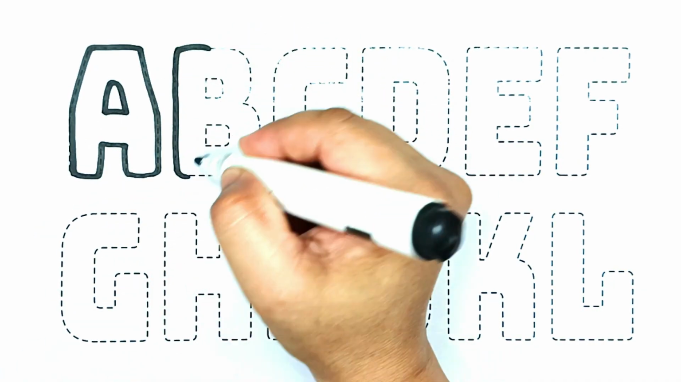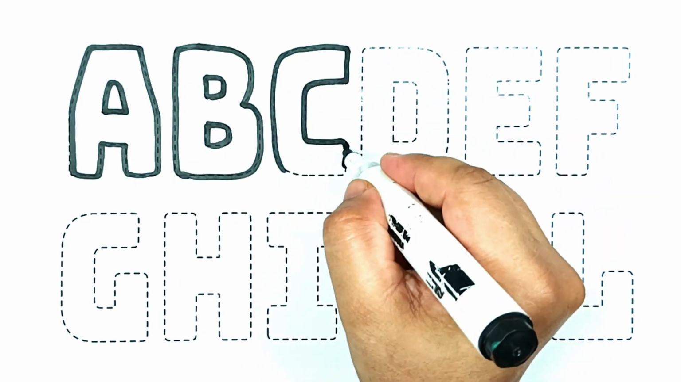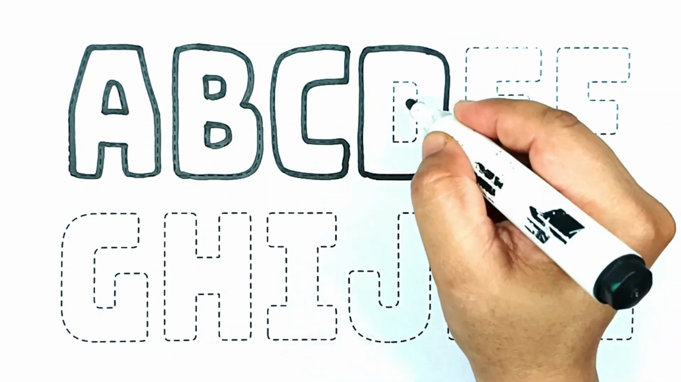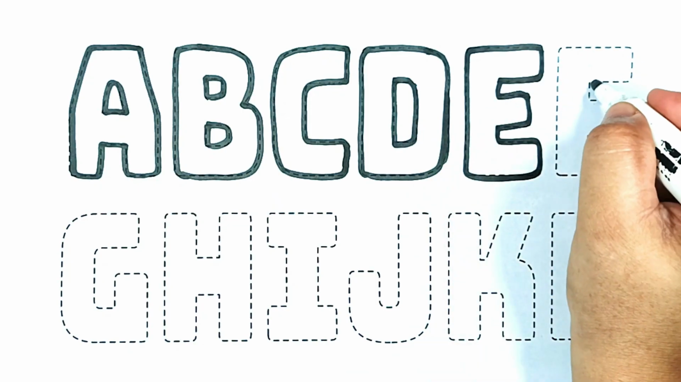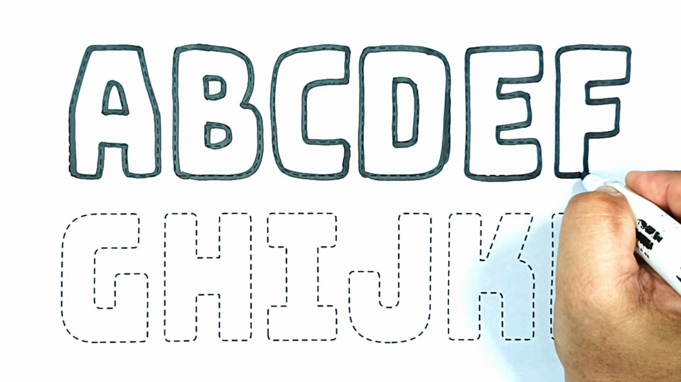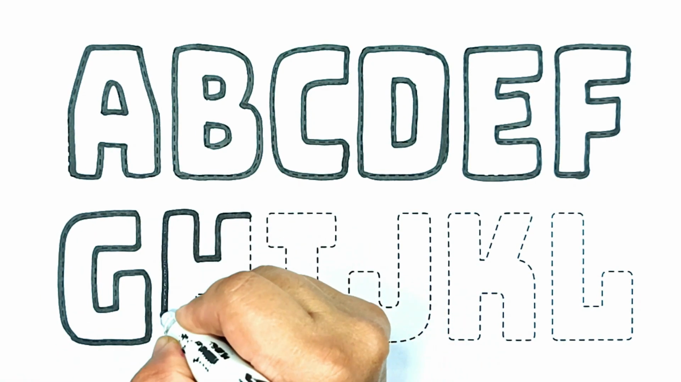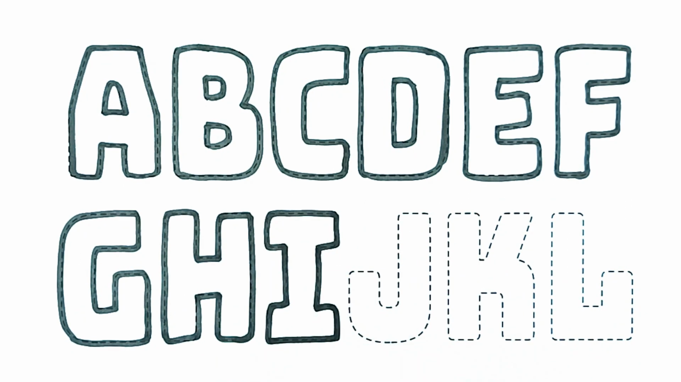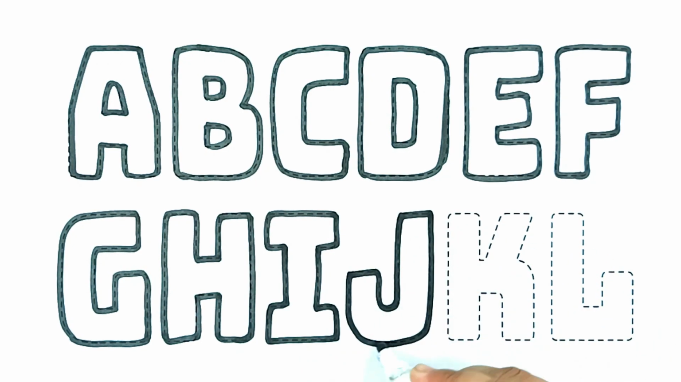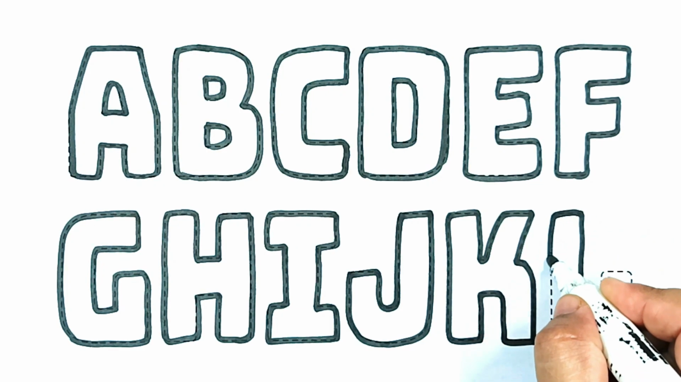A, B, C, D, E, F, G, H, I, J, K, L. Let's learn some color names.